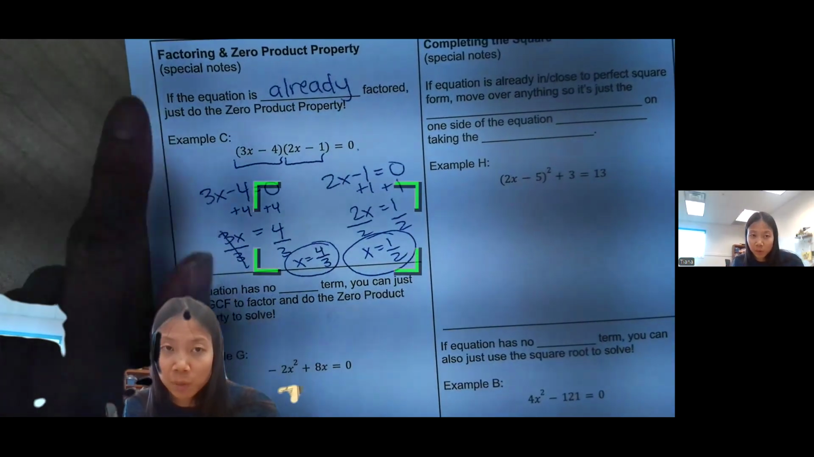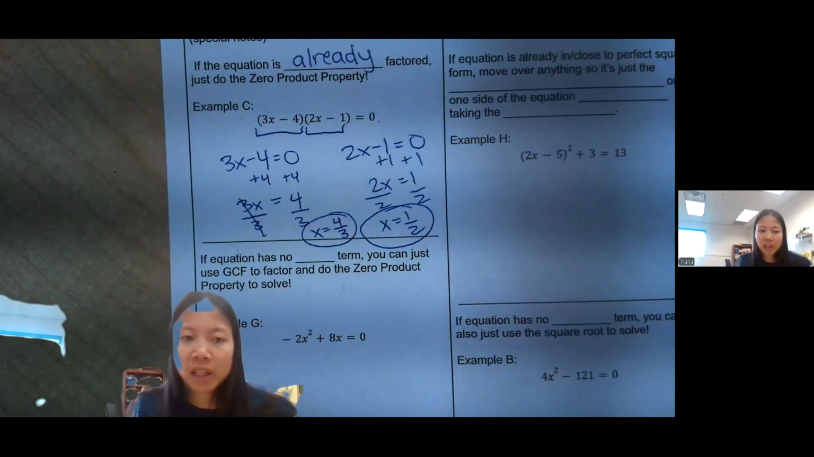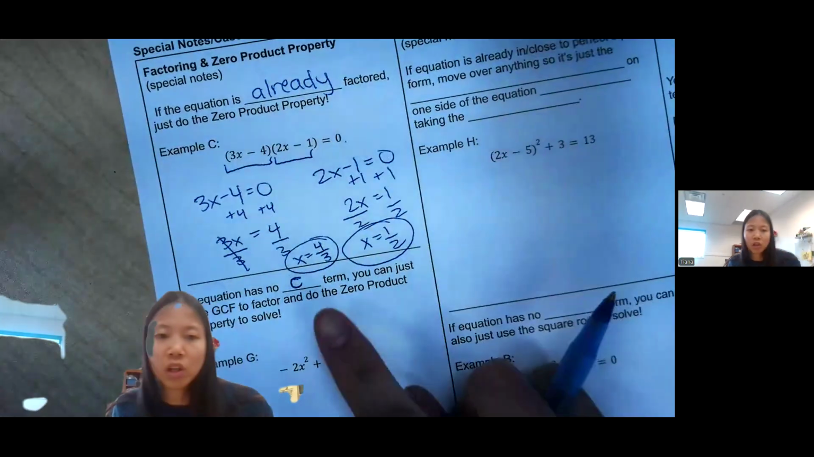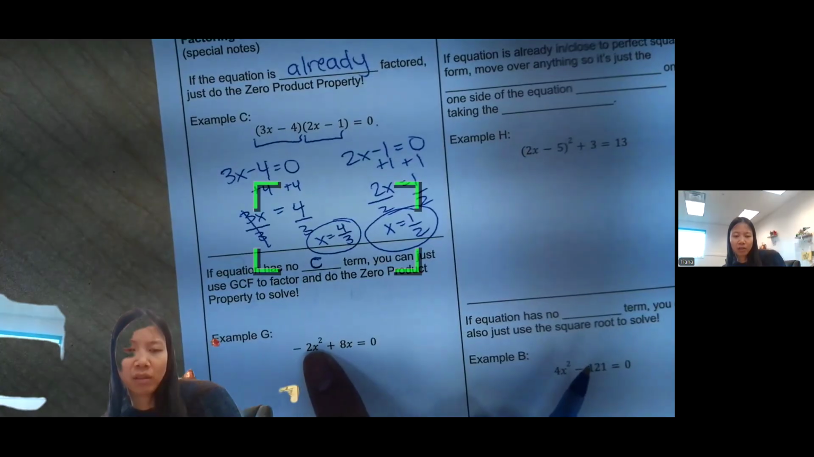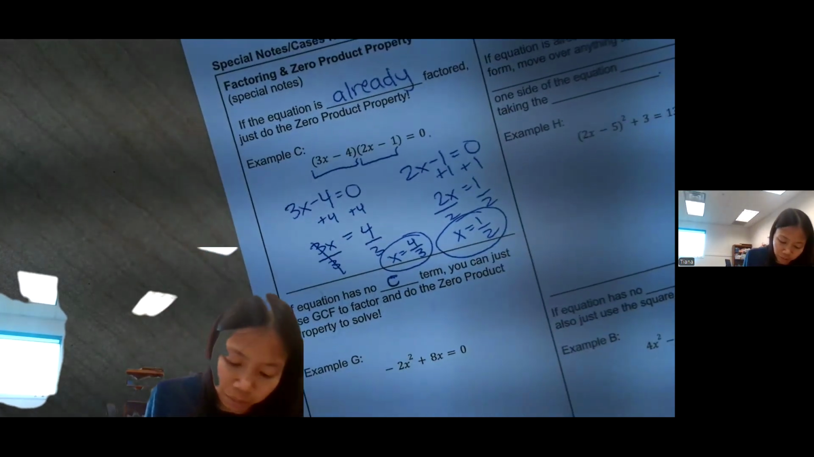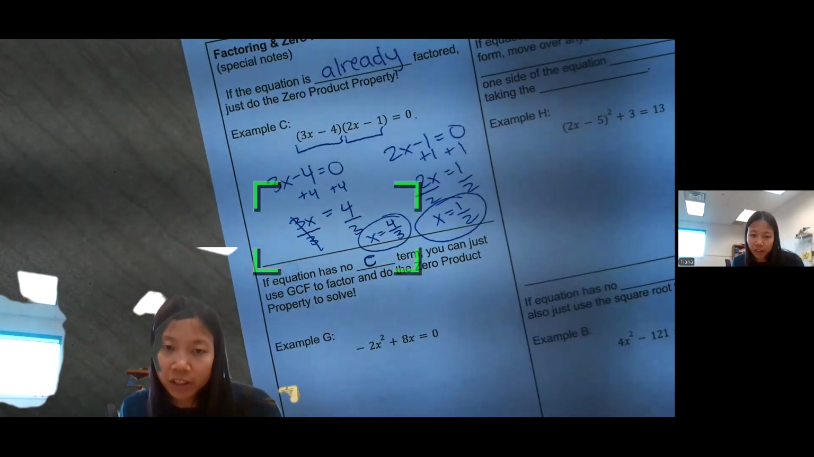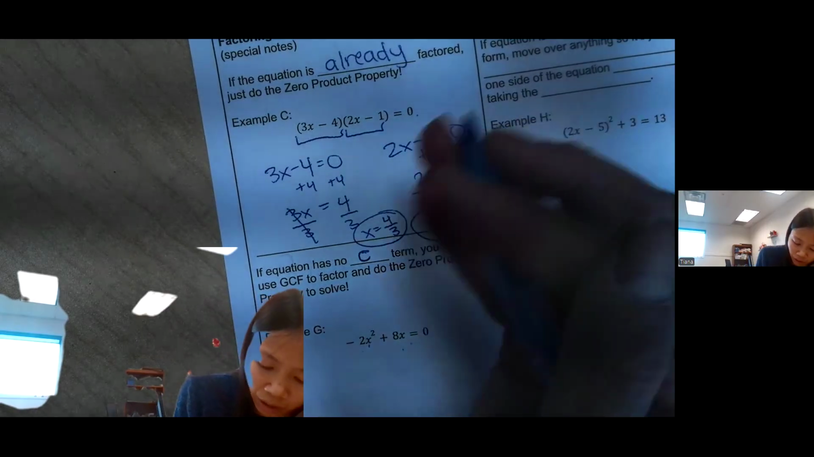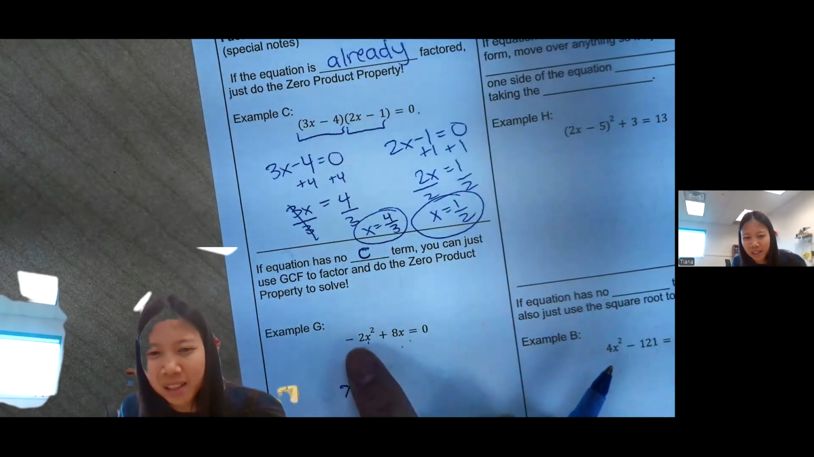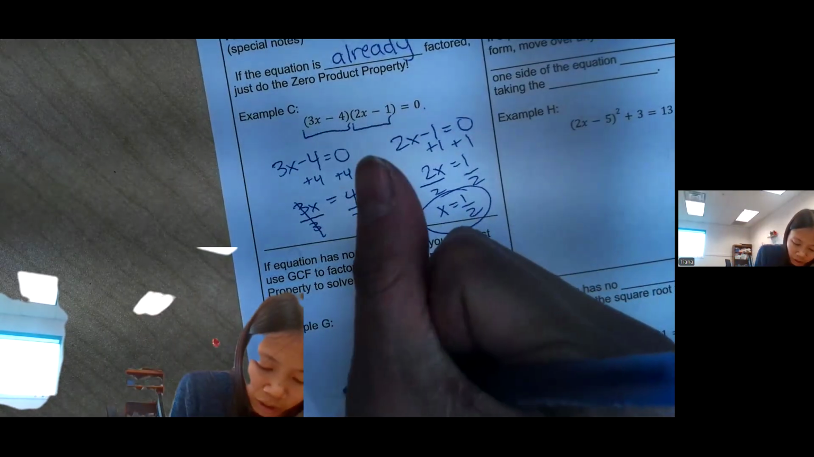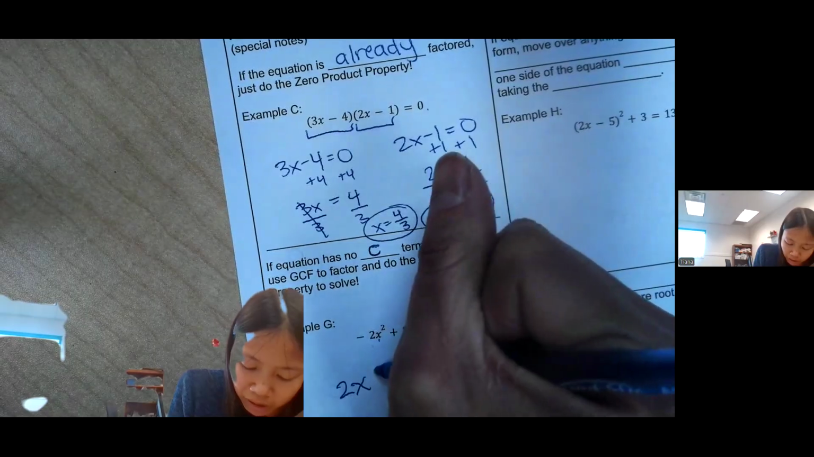This is also another special case with factoring and the zero product property. If your equation does not have a c term, if you have no constant term, right? Here I only have the x squared and x, I have no constant term. You can just use the greatest common factor to help you factor and then just do the zero product property, because they both have an x in common. So I can just pull out an x. And because they both can be divided by 2, I'm going to pull out a 2 as well. You can pull out a -2 or a +2. I'll just pull out +2 for now.